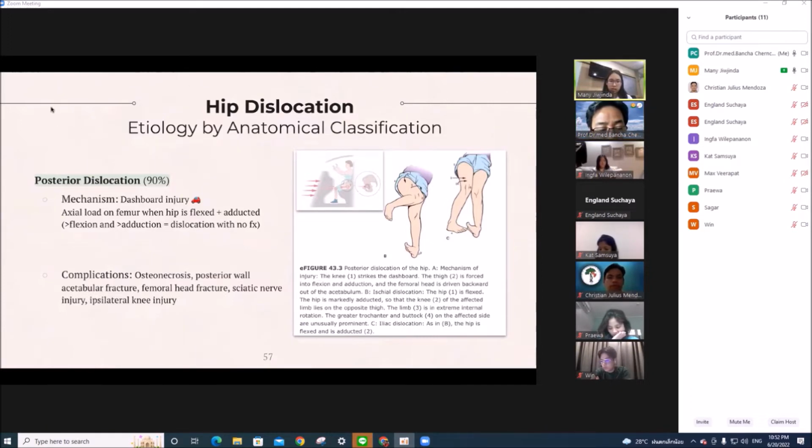Okay. And then the complications that we need to know are that there's a chance of osteonecrosis if you don't reduce it in time. There can also be associated fractures, sciatic nerve injury, and ipsilateral knee injury.